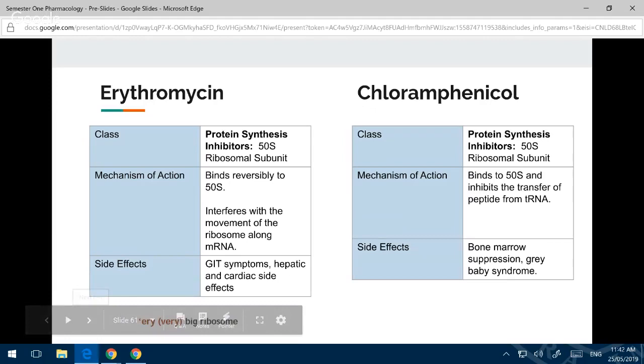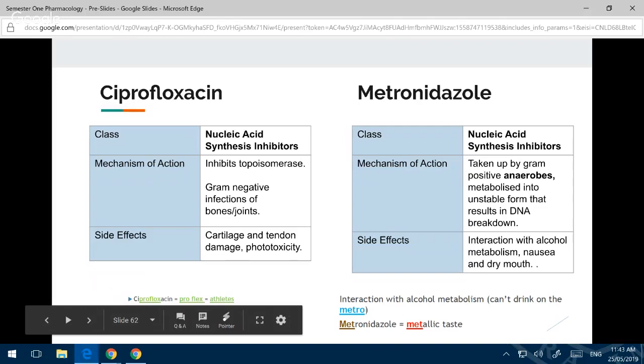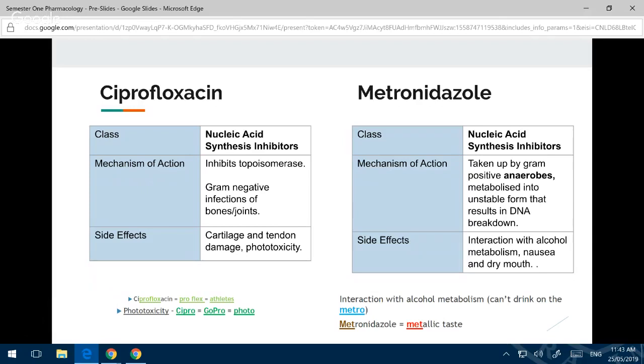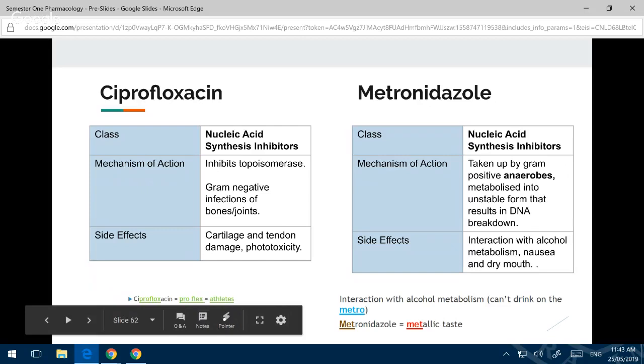Ciprofloxacin is a nucleic acid synthesis inhibitor, and it inhibits topoisomerase. It targets gram-negative infections of bones and joints, but can have side effects towards cartilage and tendons, etc. The phototoxic element is a way of remembering this. I don't know if this mnemonic helps, but if it does, go ahead.